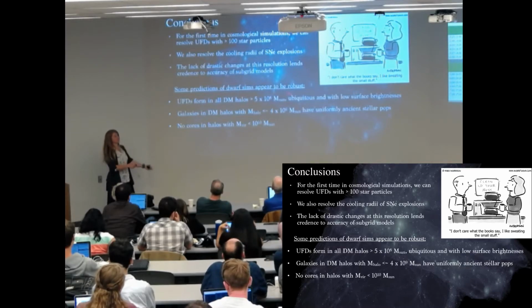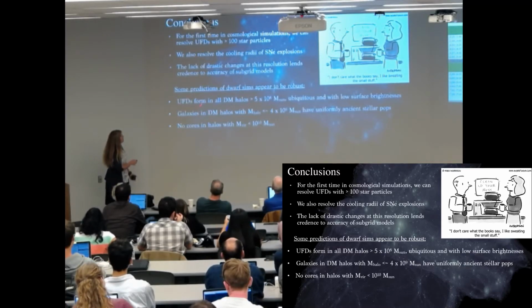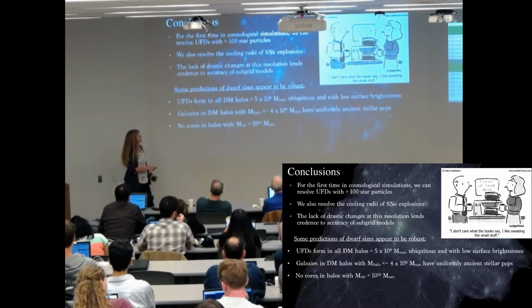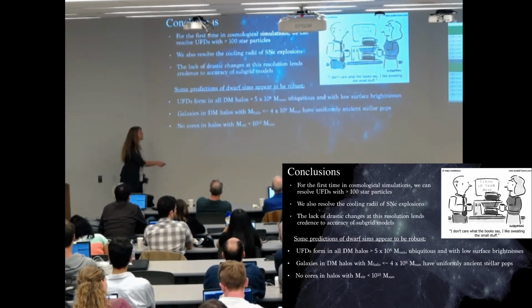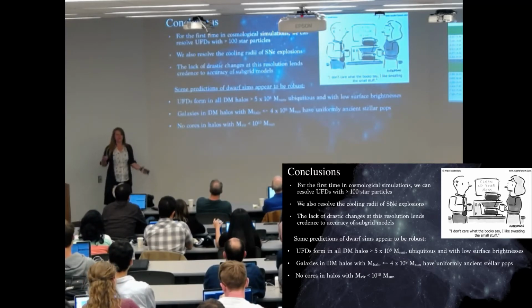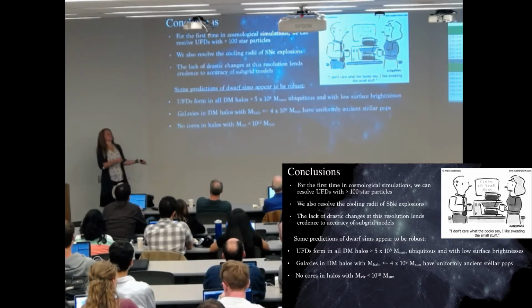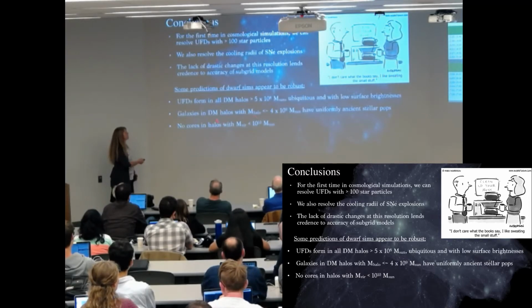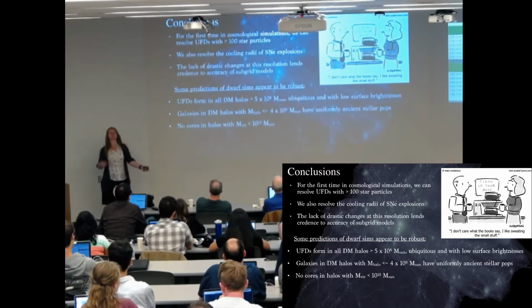At least in the FIRE simulations, we're forming ultra-faint galaxies, and all dark matter halos greater than 5 × 10⁸ always have low surface brightness. They always have ancient stellar populations. I did not have time to go over this. Also, the one object that forms a core is still running, so it wasn't really that interesting. But we have confirmed that in lower mass objects in FIRE, we're not forming cores.